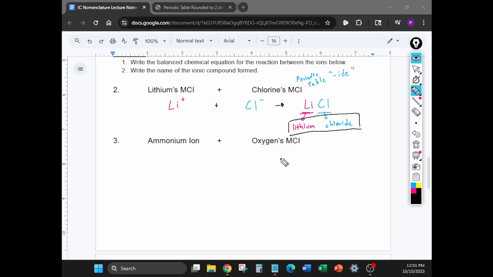So you just change it to -ide for the periodic table ones? Correct, yeah. And if not, it'll be the same. Correct.